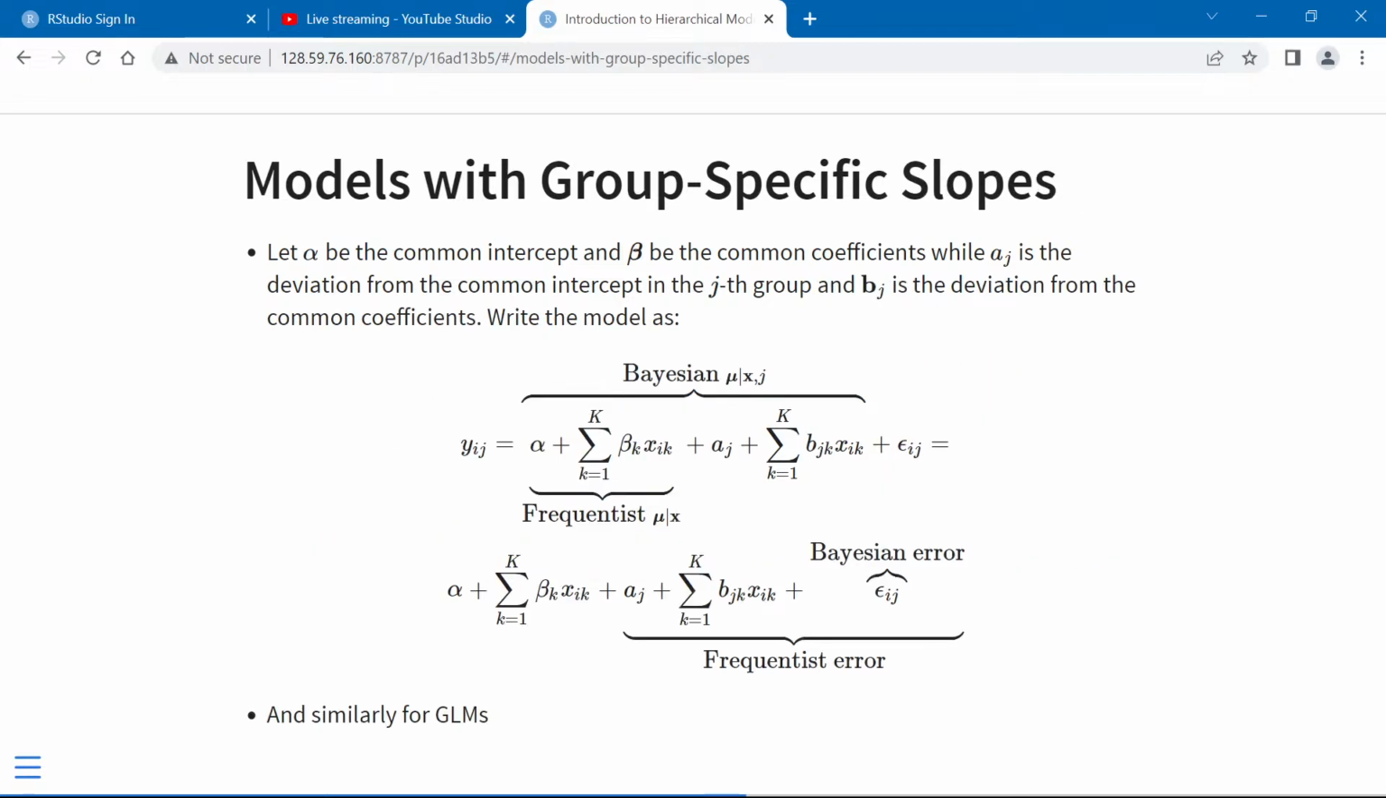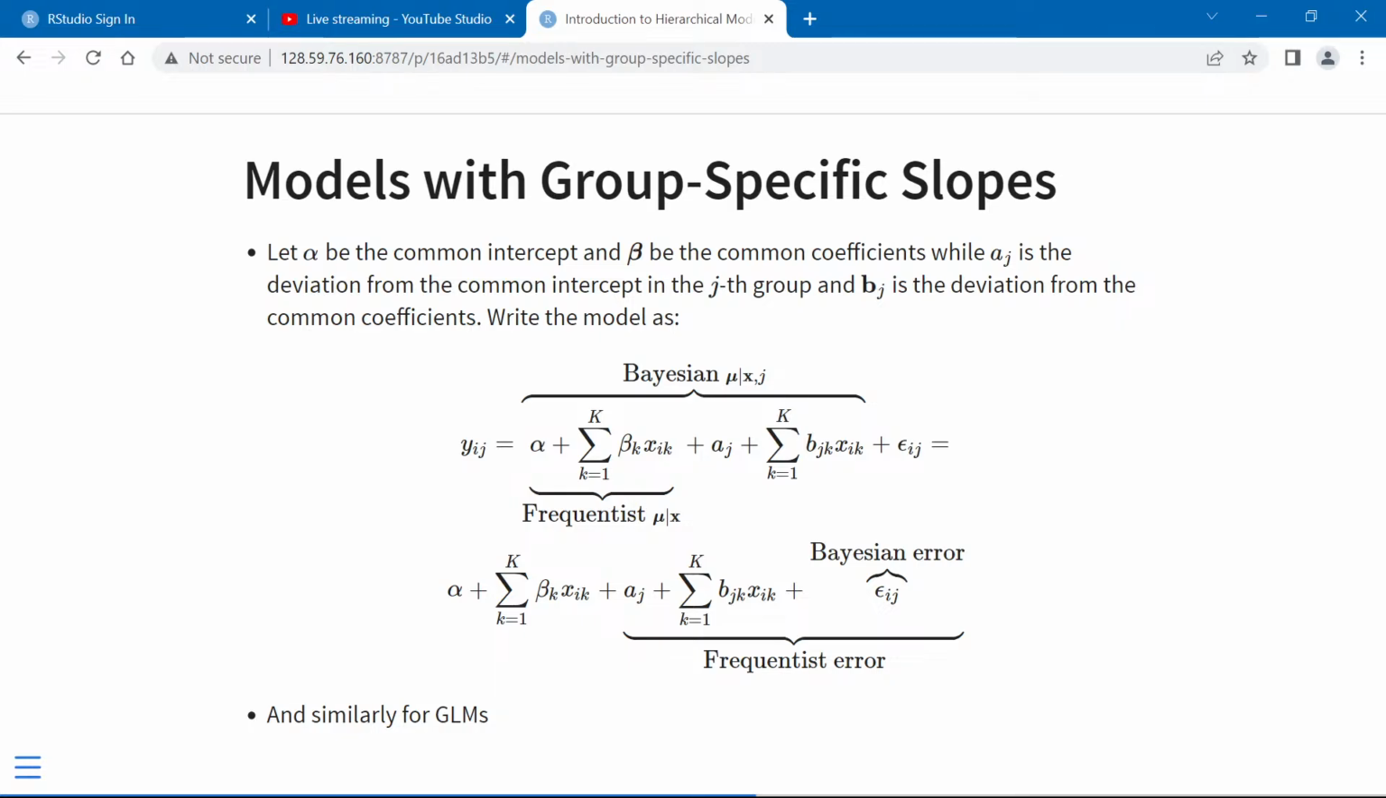Okay. So we can do the same thing with slopes that vary by group. So we let alpha be the common intercept, let beta be the common coefficients, and let a sub j and b sub j be the deviation in the intercept and the deviation in the slope from the common intercept and common coefficients respectively. We can write the model like this.